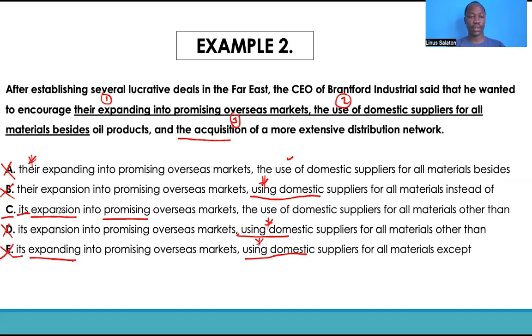So the correct answer to this question would be its expansion into promising overseas markets, the use of domestic suppliers for all materials other than oil products, and the acquisition of a more extensive distribution network. So C is the answer.